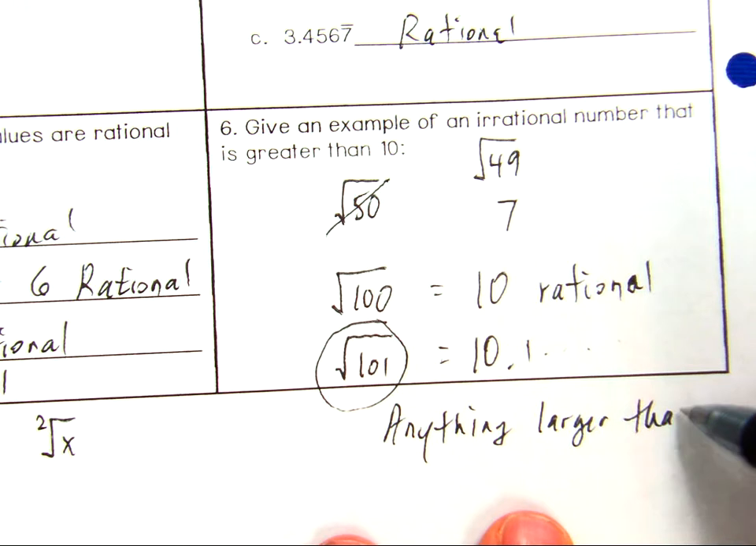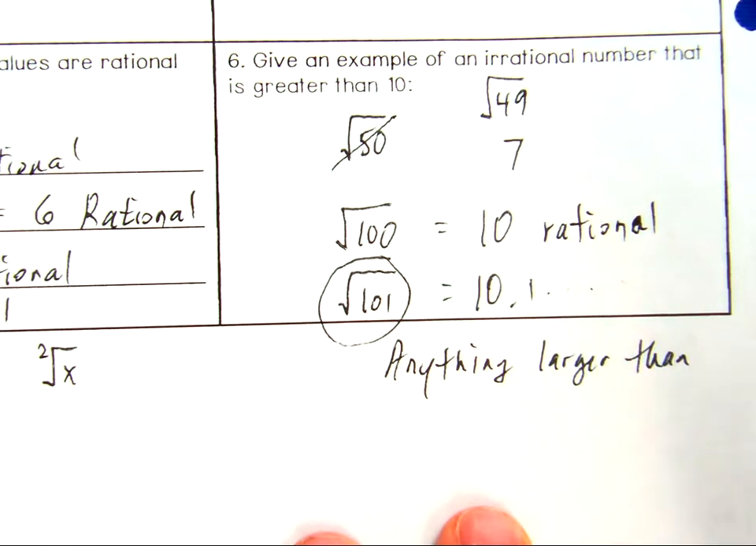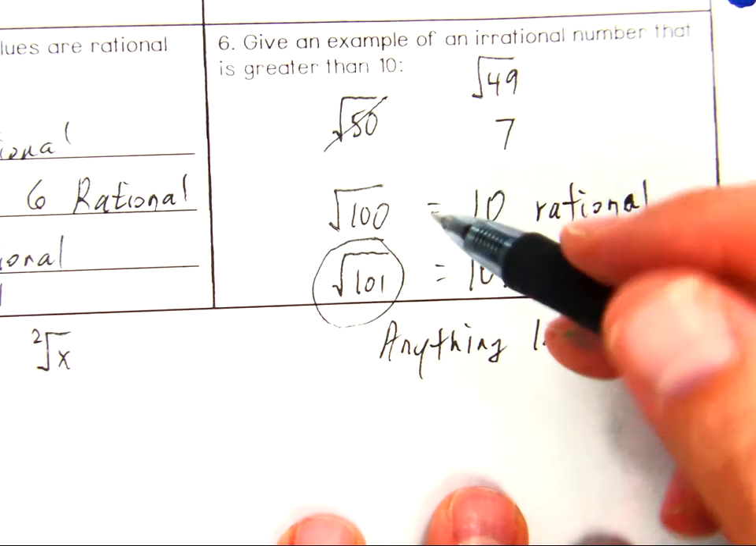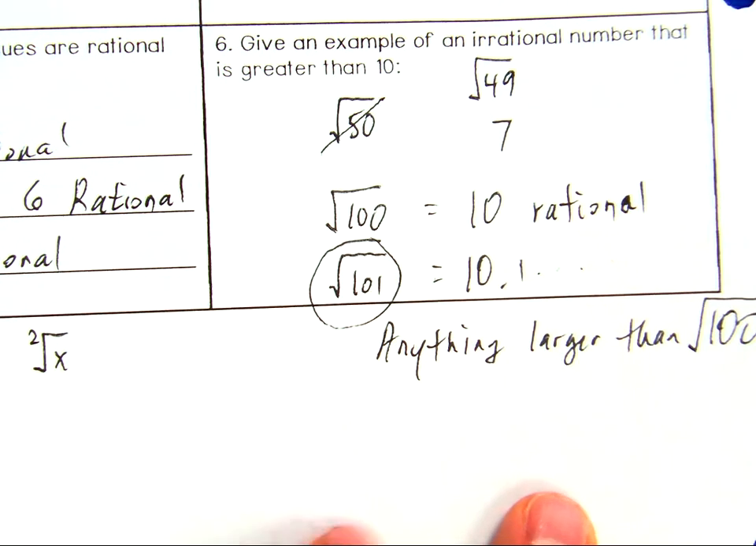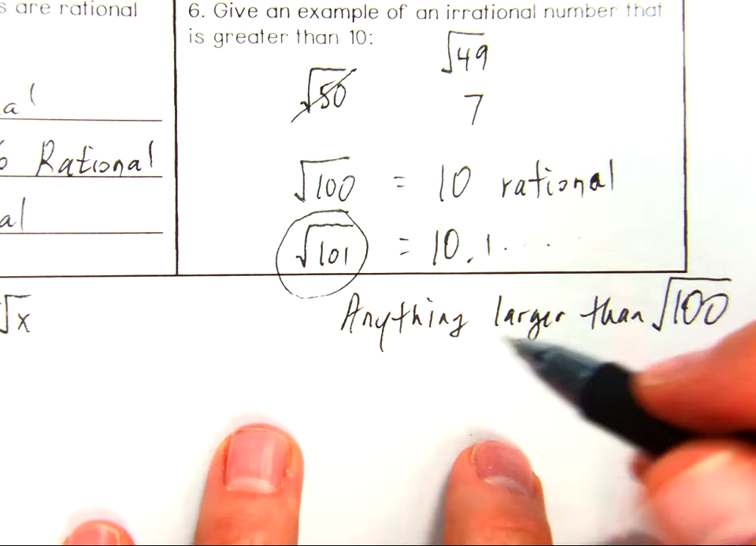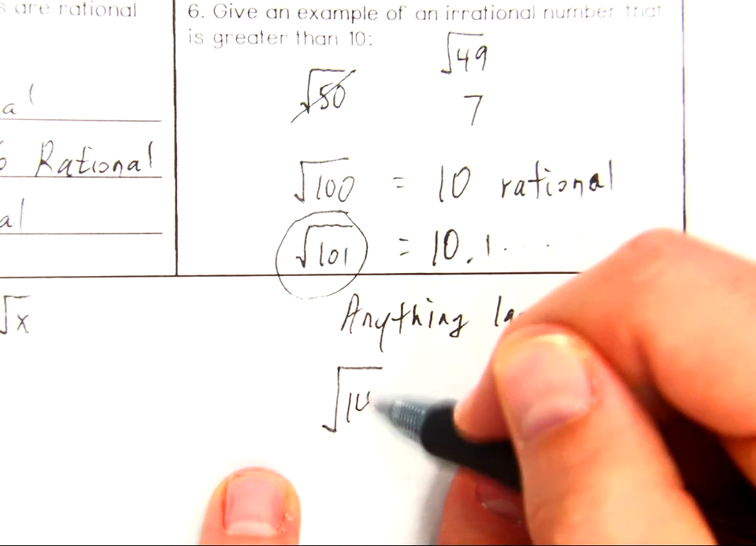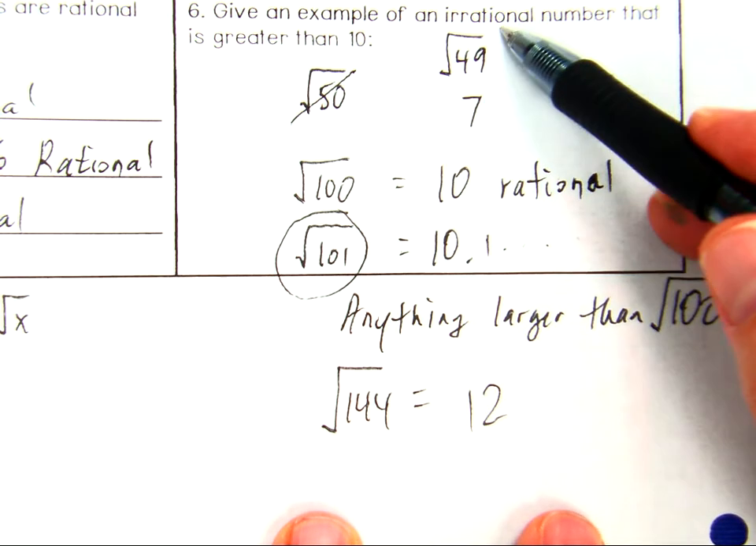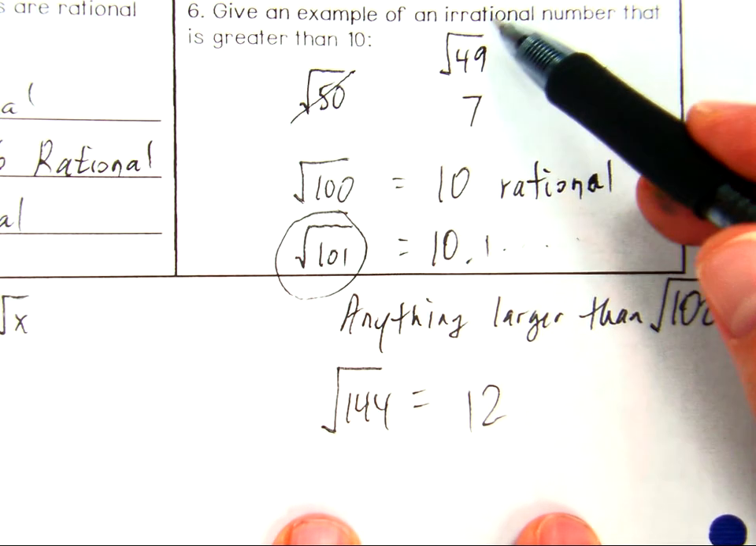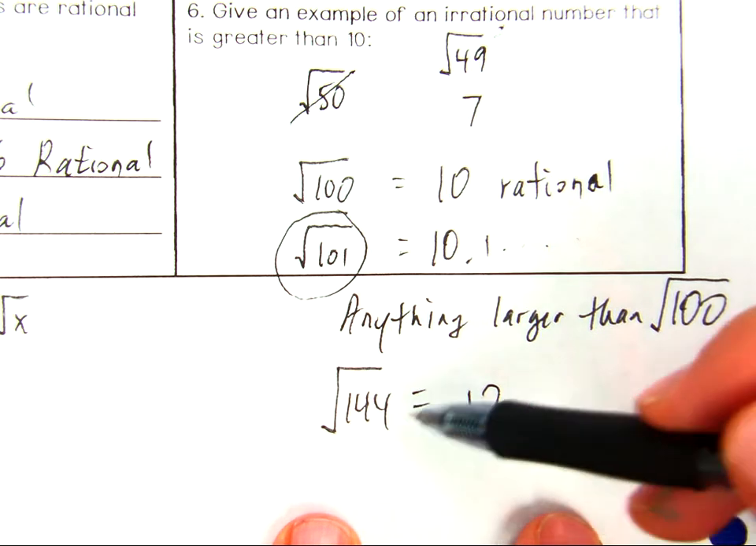Any number, the square root of, but make sure, I shouldn't say any number, that's not a perfect square. So you cannot do the square root of 144. The square root of 144 is 12. That would be rational and not irrational. So we have to do the square root of 145.